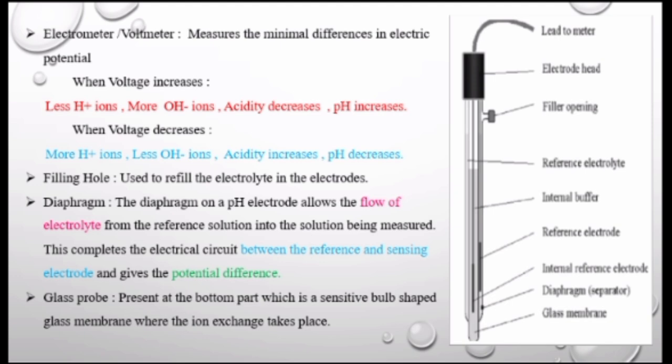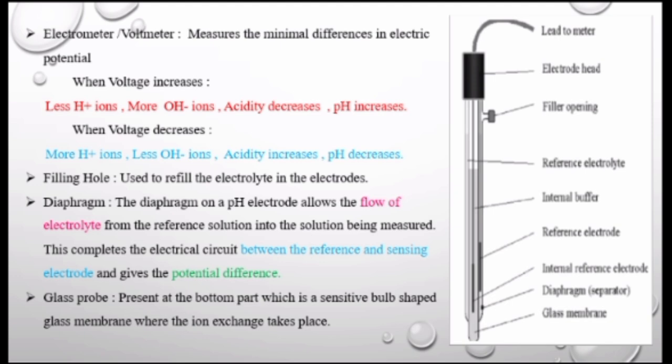Now we are going to see what is a filling hole. Used to refill the electrolyte in the electrodes. The glass electrode and the reference electrode are filled using the filling hole.